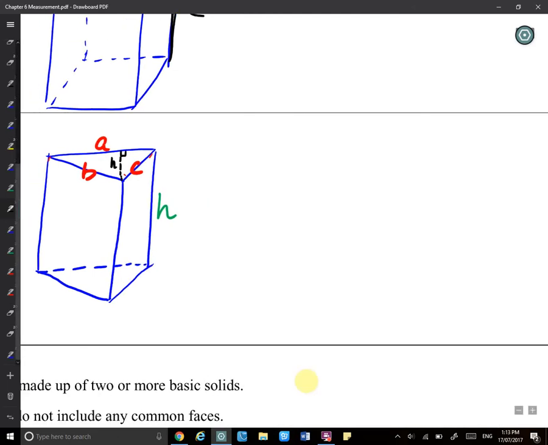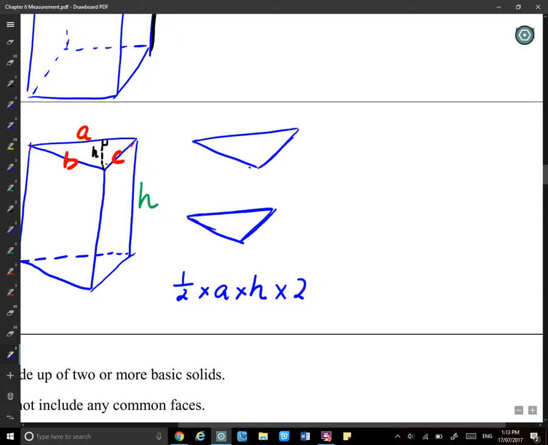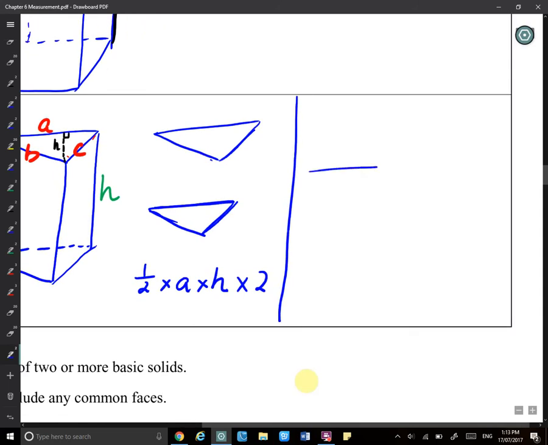First, you will have 2 triangles. Those triangles will give you a half times A times H, and you have 2 of that, times 2. That's the area of the 2 triangles. And for the 3 rectangles, they can become a big rectangle here.